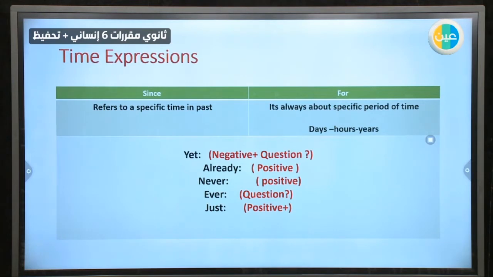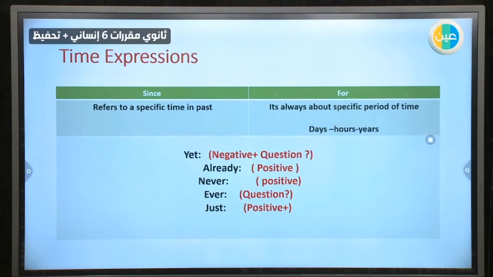We also have these adverbs: yet, but we use it with negative sentences and questions. I have not visited my grandma yet. And it is at the end of the sentence. Have you visited your grandma yet? Already is with positive sentences, not negative, not a question. I have already visited my grandma.